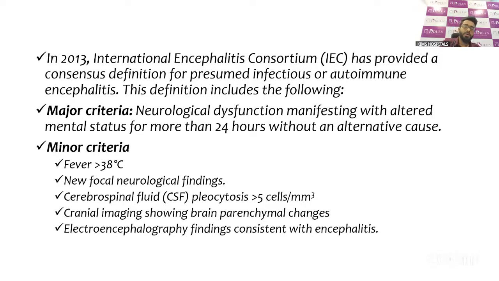And minor criteria would include fever more than 38, new focal neurological signs, and CSF abnormalities, and cranial imaging parenchymal changes. This is ideally an MRI, and EEG findings consistent with encephalitis. So typically, these are included as minor criteria, and you have major criteria in the form of altered sensorium for more than 24 hours with alternative cause being ruled out.